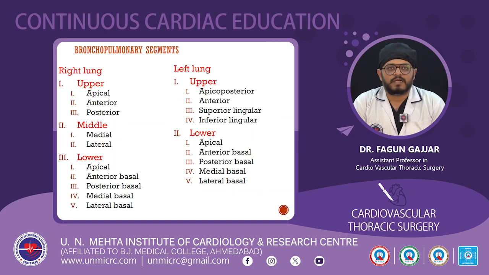Bronchopulmonary segments in the right and left lung. In the right lung, the upper lobe includes the apical, anterior, and posterior bronchopulmonary segments. The middle lobe includes medial and lateral, and the lower lobe includes apical, anterior basal, posterior basal, medial basal, and lateral basal segments. While in the left lung, the upper lobe includes the apico-posterior, anterior, superior lingular, and inferior lingular segments, while the lower includes the apical, anterior basal, posterior basal, medial basal, and lateral basal segments.